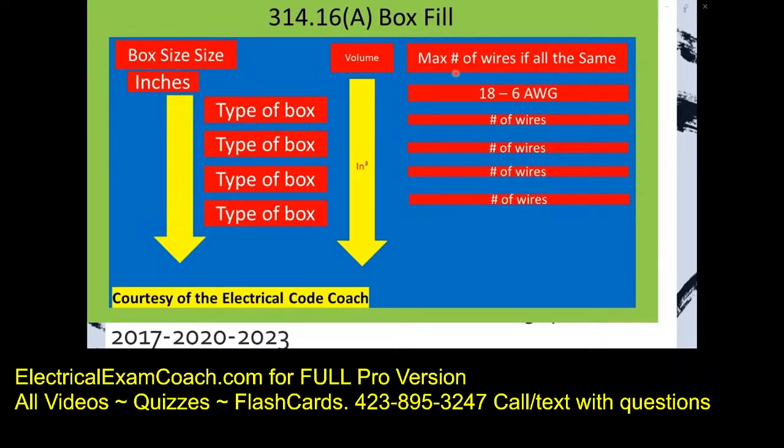Then when we come over here to the far right of the table, it's one of my favorite pieces. It's actually like a cheat sheet. If all of your wires are of the same size, you can use this part of the table and make it very simple on yourself. First thing you'll do is come over and find your gauge of wire. Then you'll come over here and find your type of box, and then come over and tee off with how many wires can fit inside of that box. It's very simple.